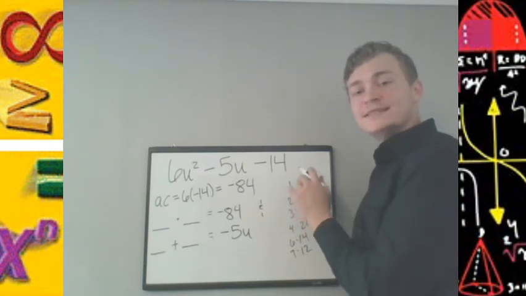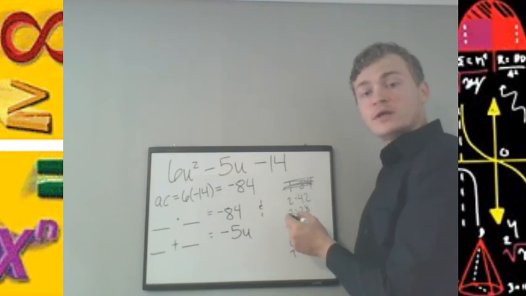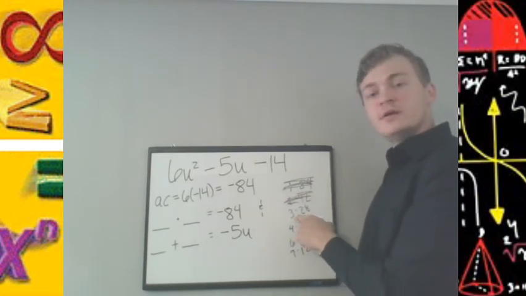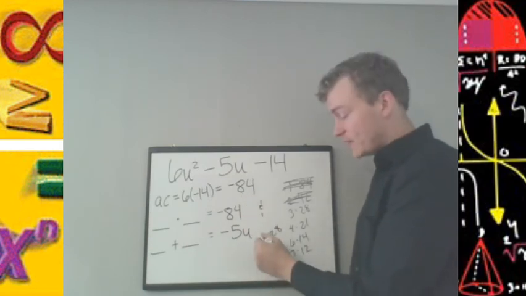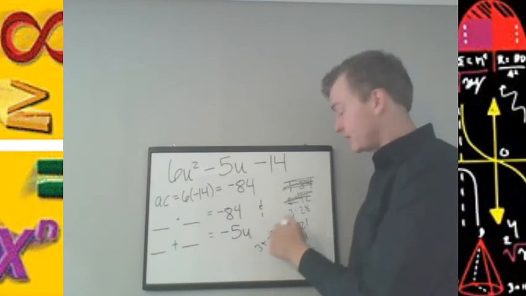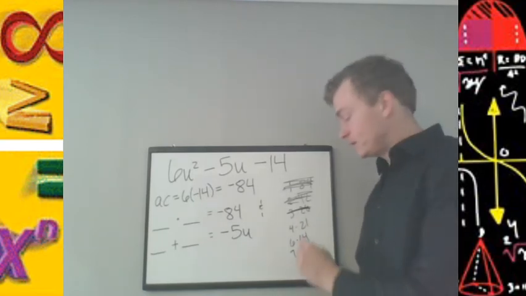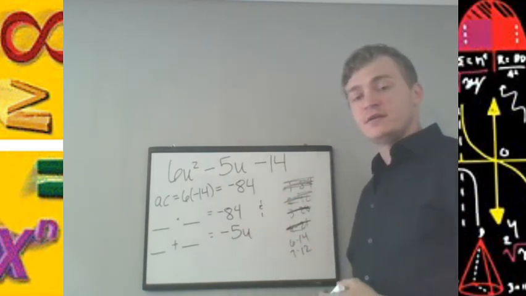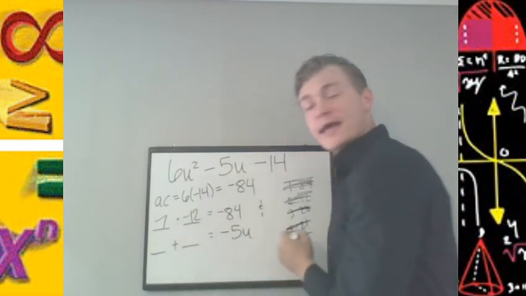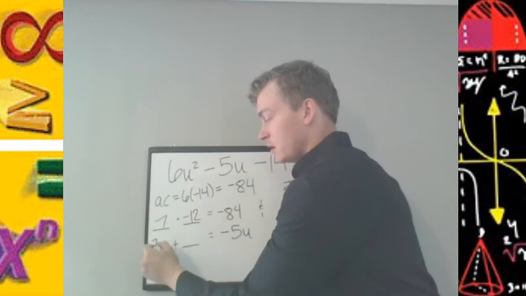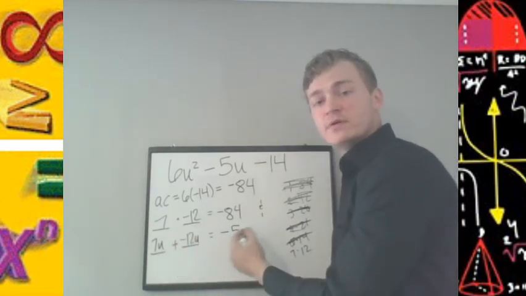1 and negative 84 is negative 83, not negative 5. 2 and negative 42, negative 40, not negative 5. 3 and negative 28, again, 3 times negative 28 is negative 84. But when you combine 3 and negative 28 using addition, this is negative 25, not negative 5. 4 and negative 21, well, that's negative 17. 6 and negative 14 is negative 8. 7 and negative 12. 7 multiplied by negative 12 is negative 84. 7 combined with negative 12 is negative 5.